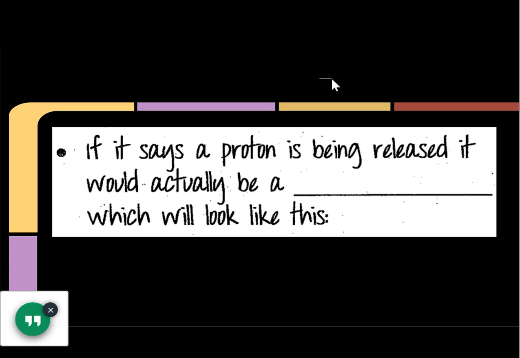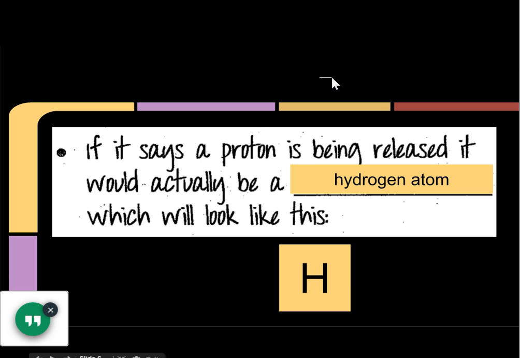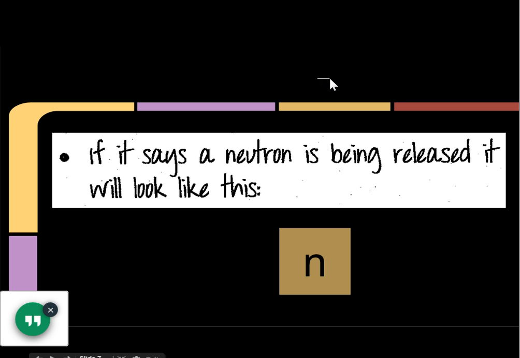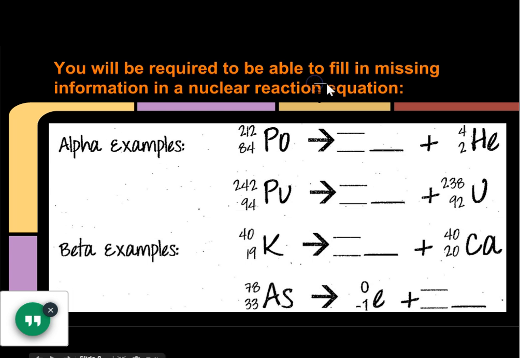In our problems, if it says a proton is being released, it would actually be a hydrogen atom, and it's going to look like this, a hydrogen, which has a proton, and then the mass would be 1 for that proton. If it says a neutron is being released, it will look like this, a little n for neutron, and then the mass would be 1, and then 0 atomic number.